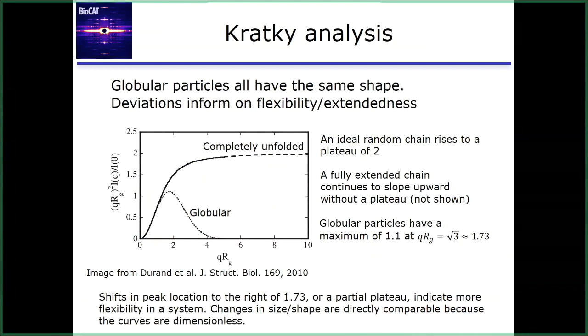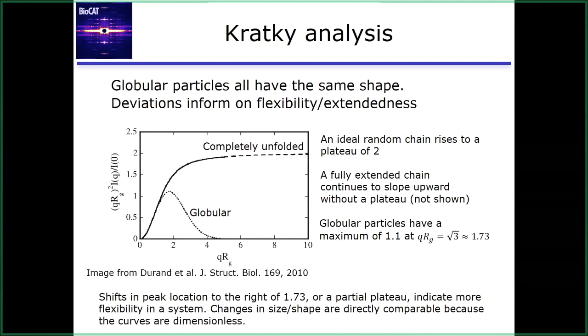Again, in this slide, I'm showing a globular system and a completely unfolded system. Completely unfolded systems, these ideal random walk chains, are going to come up and plateau. It turns out the plateau is going to 2 if you can extend it far enough in QRG. Whereas an extended thing is going to come up and just keep going upwards. And globular particles, if they're perfect spheres, are all going to have a maximum of 1.1 at QRG of about √3, which is about 1.73.